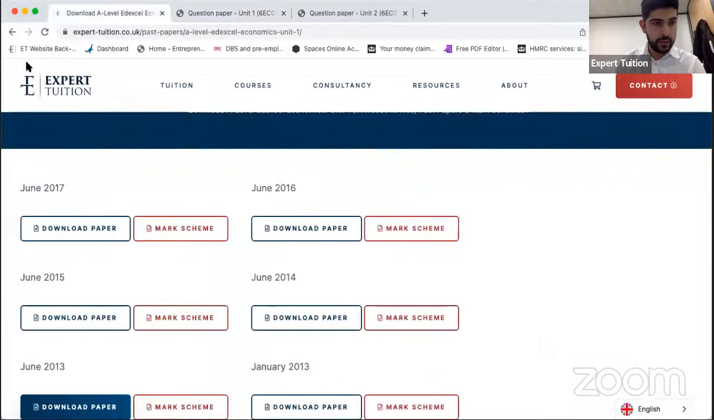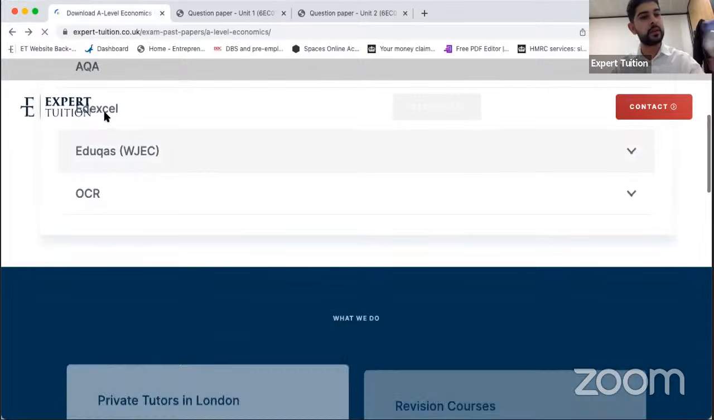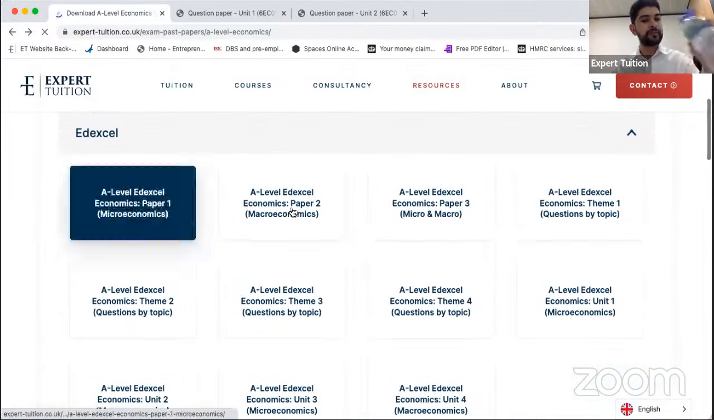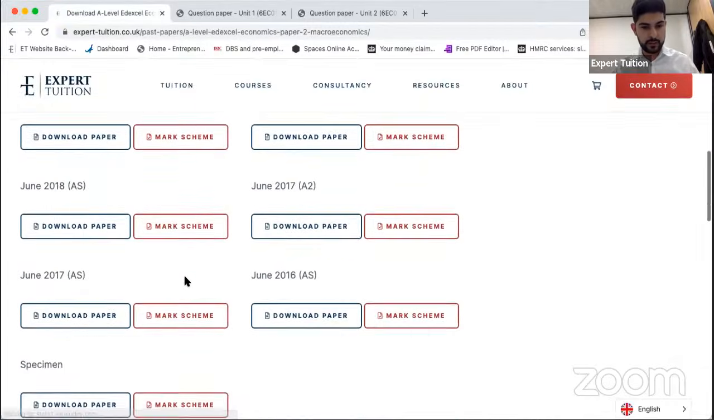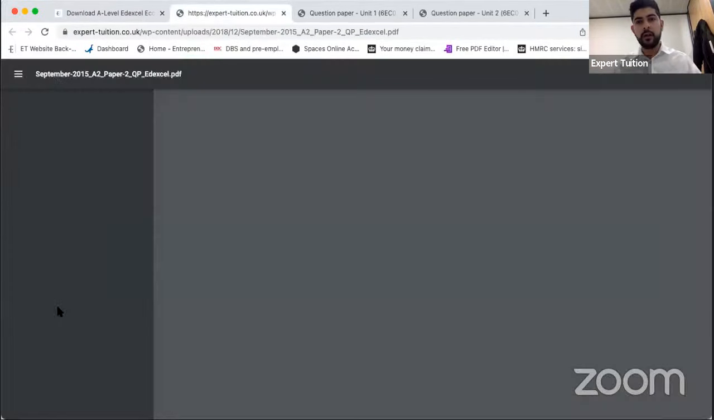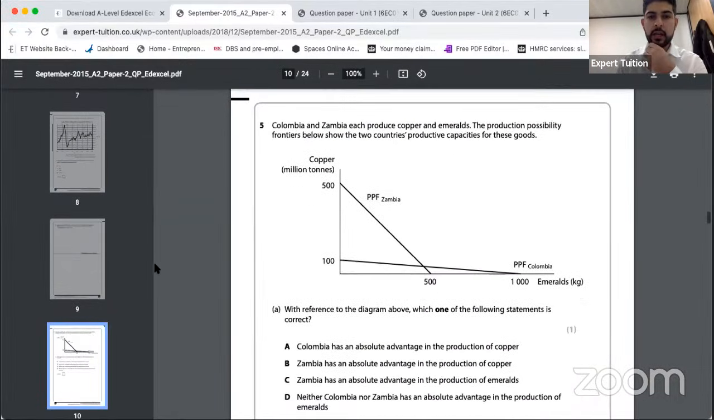So let's have a look at the specimen paper, paper 2. Question number 5. Okay, so question number 5 looks like this. It says Colombia and Zambia each produce copper and emeralds. The production possibility frontiers below show the 2 countries' productive capacities for these goods. Okay, so we have basically very similar to what I showed you guys with Bob and Wendy, 2 PPF, straight lines. Zambia as 1 and Colombia as the other.